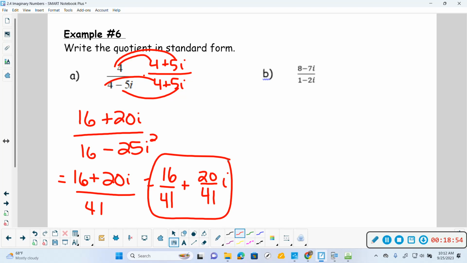Algebra 2 might have let you leave it at this previous step, but really we should have a plus bi in standard form. Okay, more of the same. Now the top I don't care about, it's the bottom. You can't have the i, the radical really. So I'm going to use the conjugate.